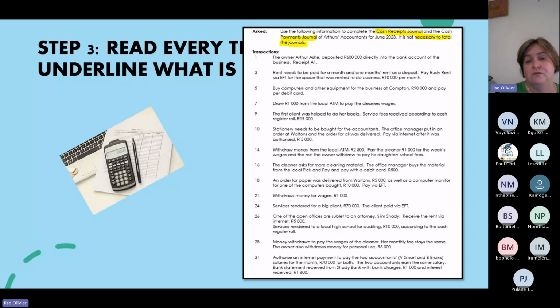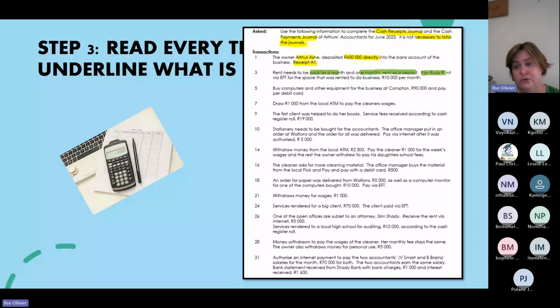Let's look at the first transaction. They say the owner of Ash deposited 60,000 Rand directly into the bank account of the business, receipt A1. So you know that this will be a CRJ transaction because the business is receiving the money. Then if we look at the second transaction, it said rent needs to be paid for the month and 1 month's deposit, rent as a deposit as well.